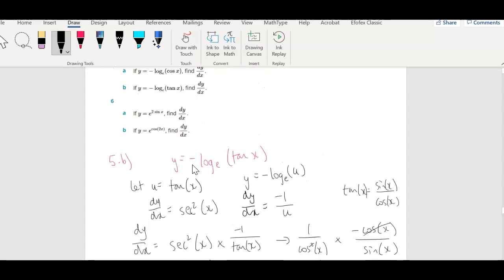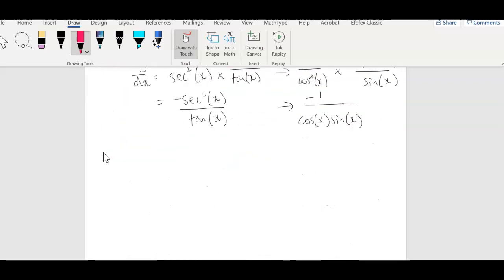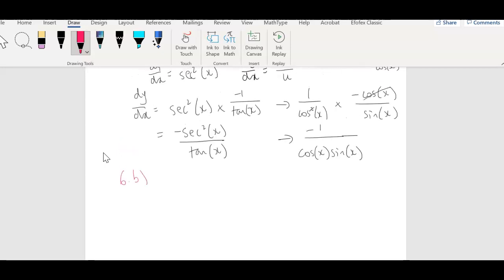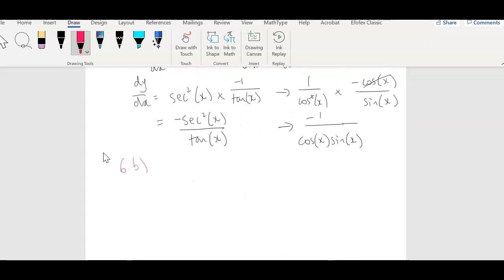All right, moving on to question 6. So I'm just trying to see which one is probably the harder of the two. Doesn't really matter. Let's just do B. All right, probably should have read it first. y equals e to the cos 2x.